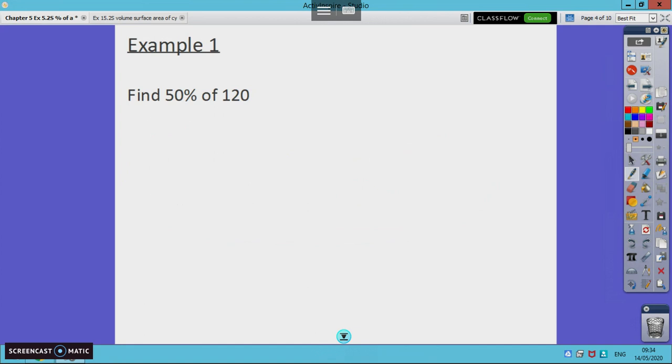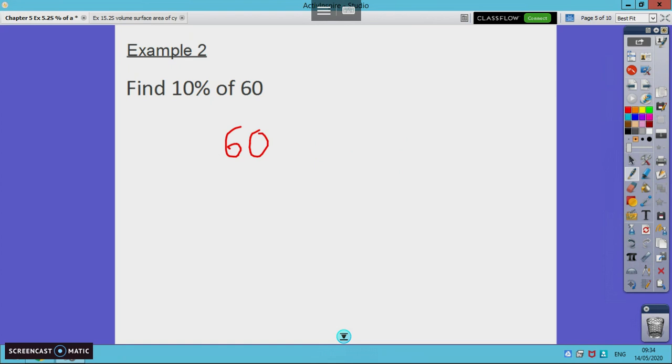So here's your first example. Write this down. Find 50% of 120. To find 50% of 120, we divide 120 by 2. So 120 divided by 2, we know divided by 2 just means half of it, which gives us 60. And that's our answer. Next one, find 10% of 60. Well, we would need to do 60 divided by 10, because to find 10%, we divide it by 10. How many 10s go into 60? 6. And so our answer is 6.